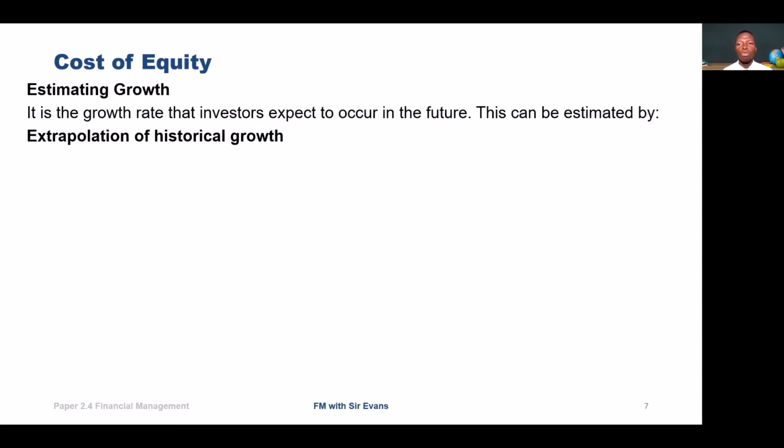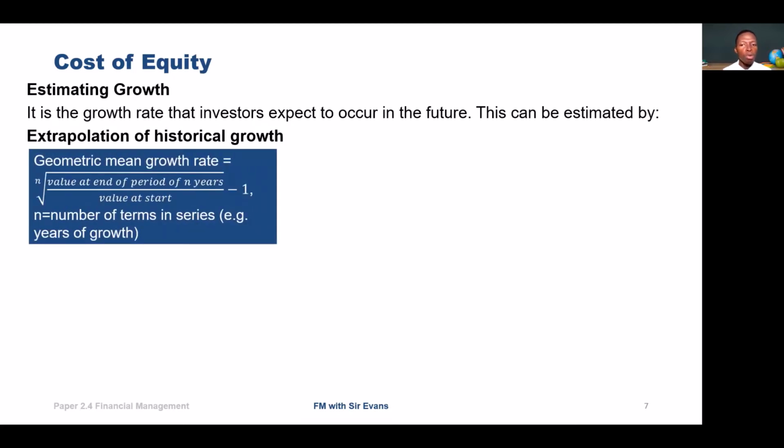How then do we estimate growth of cost of equity? So in the dividend price plus growth approach, we realize that a growth factor was introduced. So how do we estimate this growth factor under the cost of equity? This growth is the growth rate that investors will expect to occur in the future. So we can get that by extrapolation of historical growth. There is a geometric mean growth rate formula, which is the nth root of the value at the end of the period of n years divided by the value at start, all of this minus 1, and that will help us to estimate our growth rate.